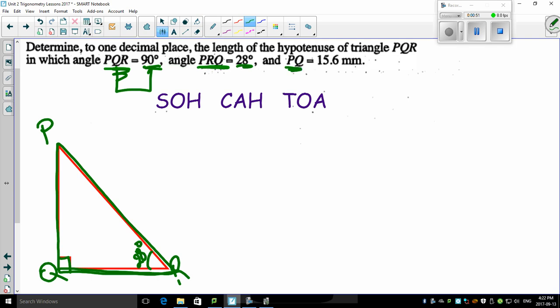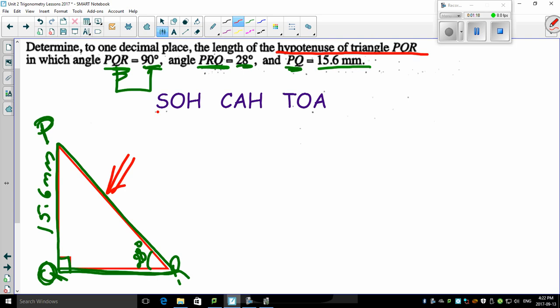And side PQ is 15.6 millimeters. So there's P right here to Q. That's got to be our 15.6 millimeters. Excellent. Now we can read the question and we can figure out the length of the hypotenuse of the triangle PQR. So we want this guy right there. Woohoo! Okay, so we can figure this out.